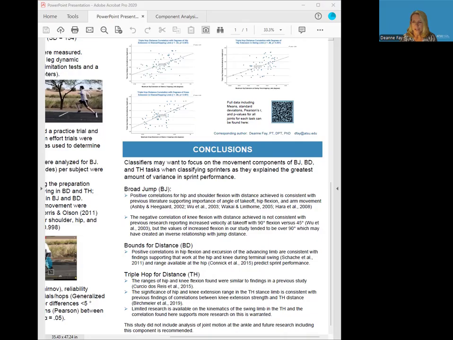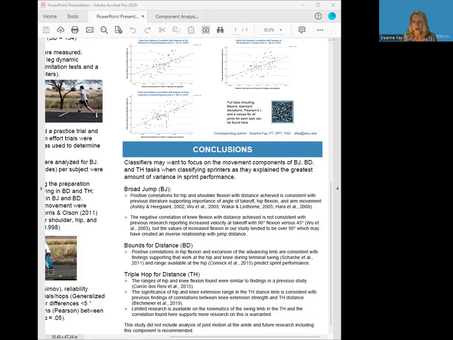For bound, it was clear that the hip flexion of the advancing limb appears to be the most important motion related to overall bound distance. And for triple hop, you want to look at hip and knee extension in the stance limb and hip extension in the swing limb to predict overall triple hop performance.